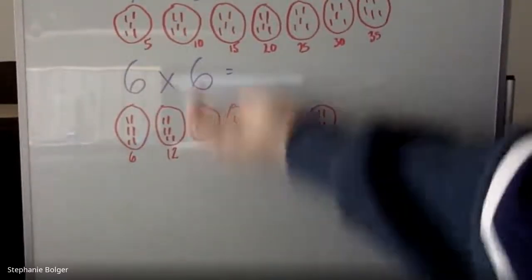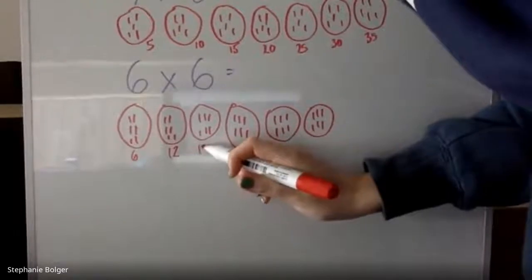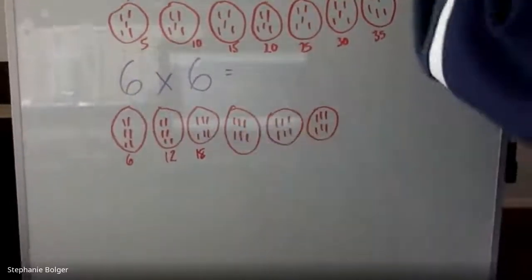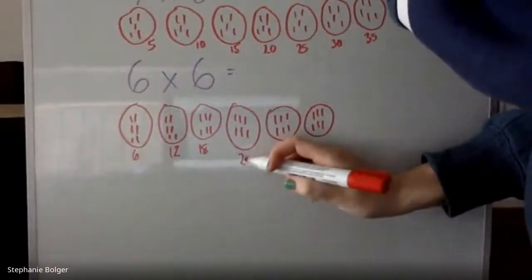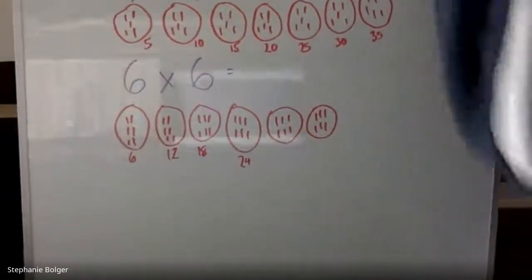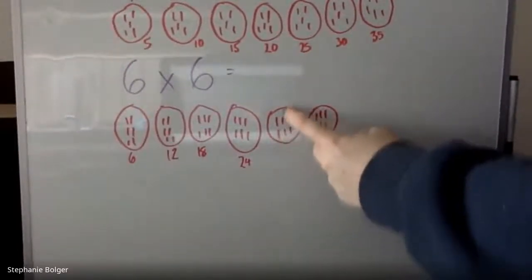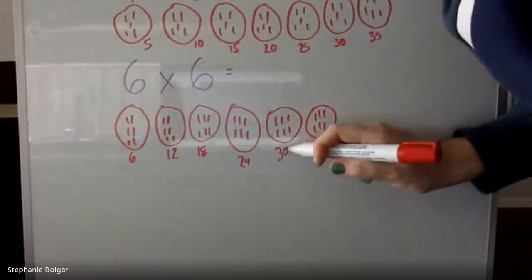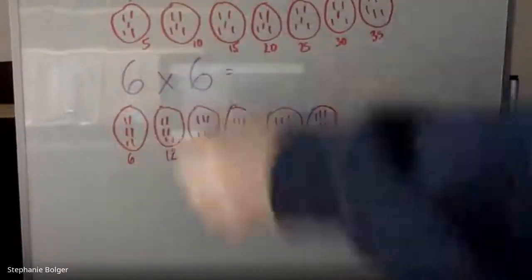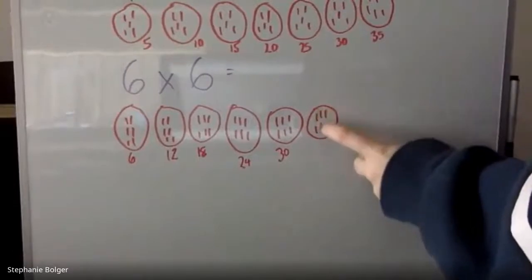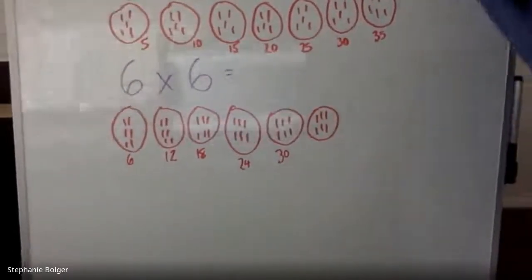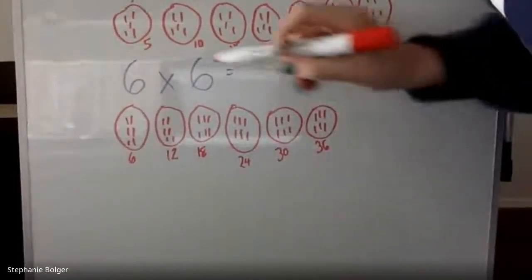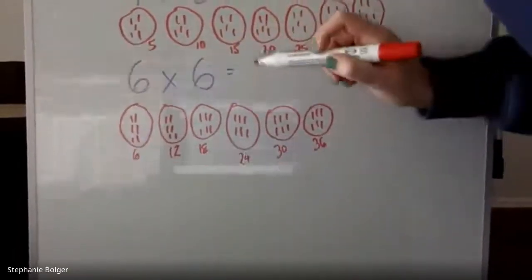14, 16, 18, 20, 22, 24. You don't have to write the numbers if you don't want to, but it just helps me keep track. 26, 28, 30. Particularly if I don't know how to count by the whole number. 32, 34, 36. Okay, so now we know 6 groups of 6 equals 36.